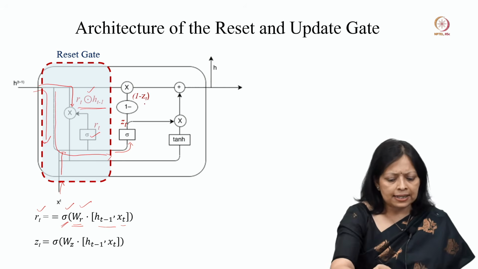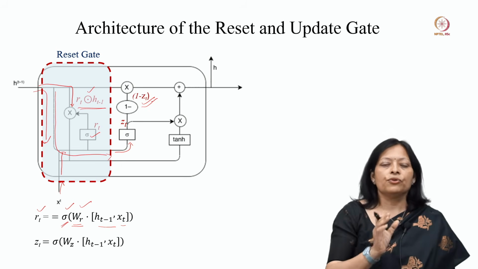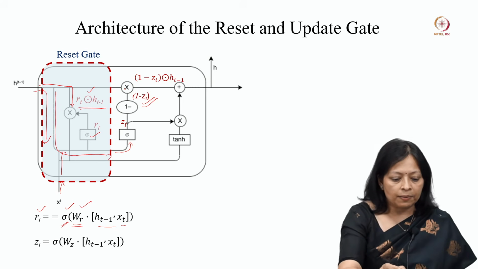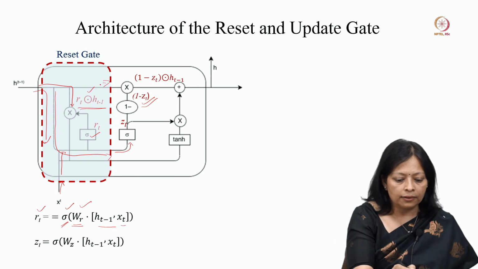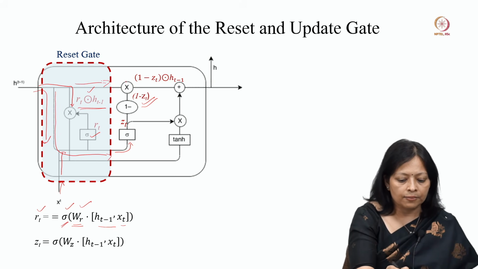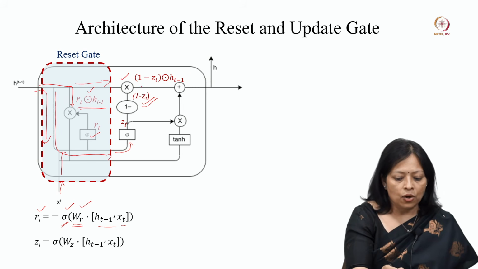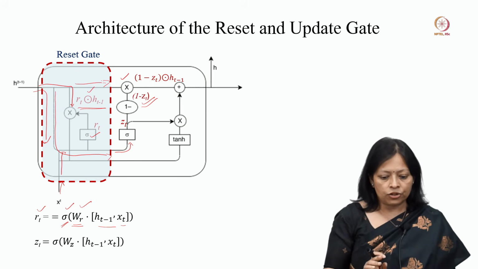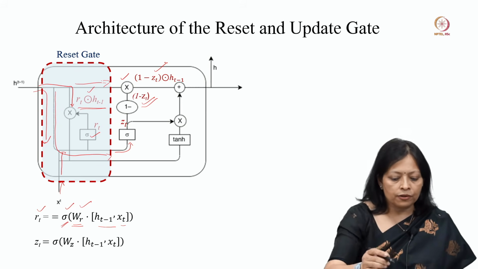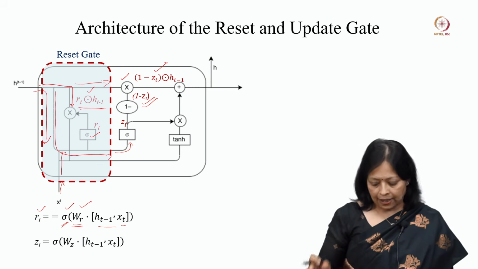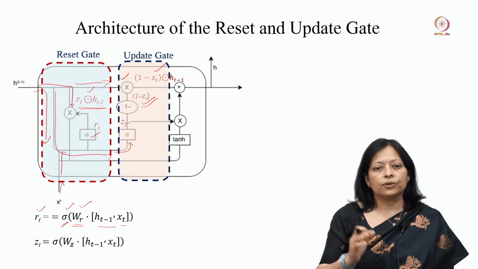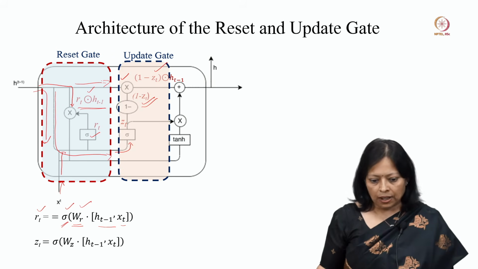Now, 1 minus ZT is the amount which we want to remember. That gets multiplied with HT minus 1. In this element wise multiplication, 1 minus ZT into HT minus 1 gives the amount of information that I want to carry forward. So, this is my update gate. Okay. So, it updates the information, whatever I want to carry forward.